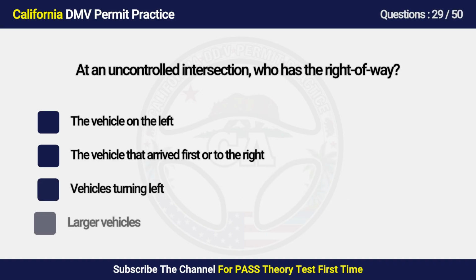Question 29. At an uncontrolled intersection, who has the right of way? A. The vehicle on the left. B. The vehicle that arrives first or to the right. C. Vehicles turning left. D. Larger vehicles.